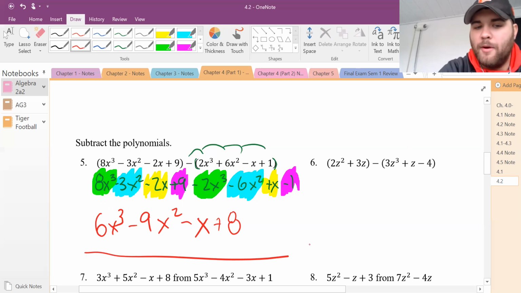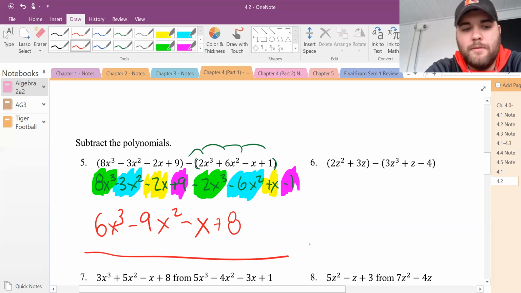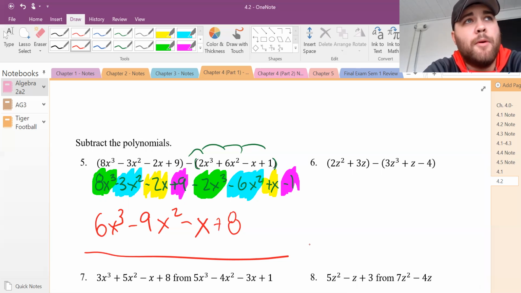That's it. We're not solving. We're not doing anything. There's no equal sign. You can't solve, right? We're just simplifying and performing the operation. No big deal.